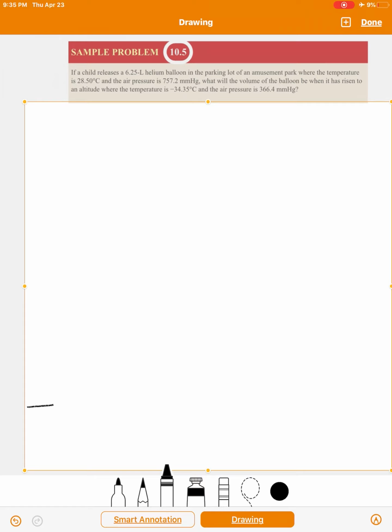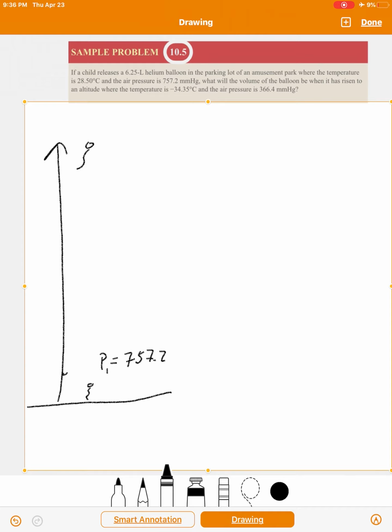So in other words, we have a balloon. Let's put the balloon here near the surface. The balloon rises to some altitude, so it has new conditions. So I'm going to call the ground the first condition. On the ground, the initial pressure is 757.2 millimeters of mercury. That's a pressure unit.